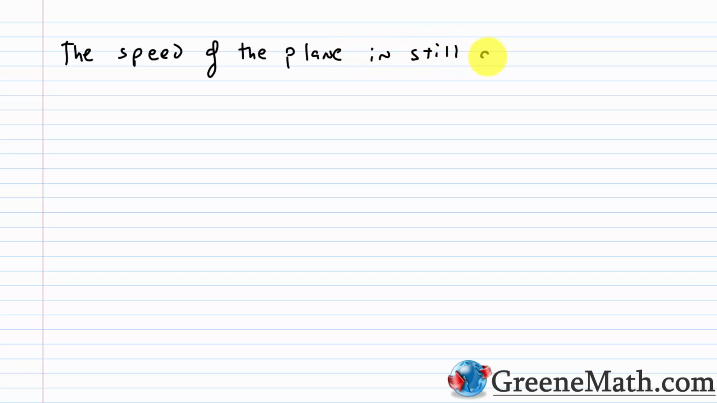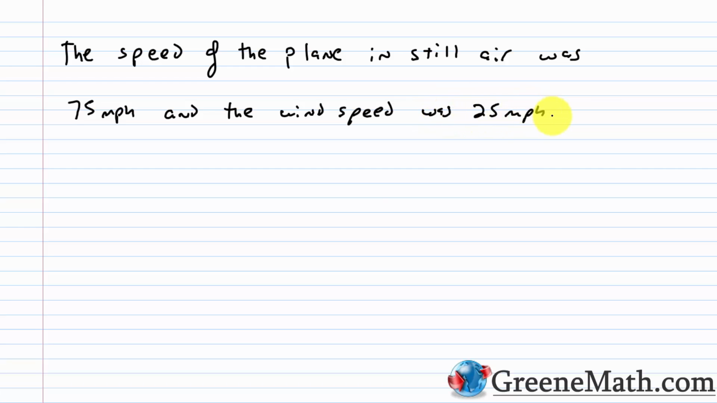All right, so remember, with a word problem, you always want to make a nice little sentence. So we're just going to say that the speed of the plane in still air was 75 miles per hour, and the wind speed was 25 miles per hour.